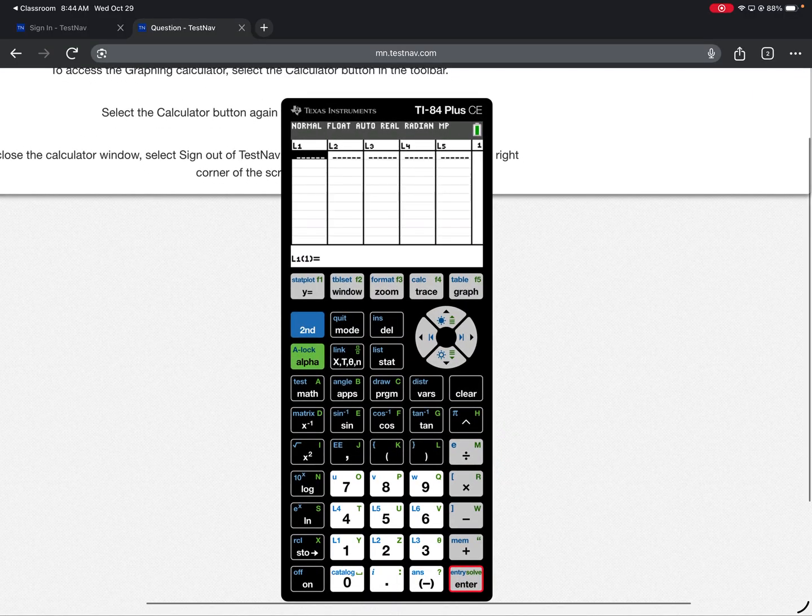So 4, 5, 6, 8, 12, and then 4.2, 4.4, 4.8, 5.1, 5.7. Okay, is everybody good there? Talk to me. Everyone good? Okay. Once you have your data in there, you good?